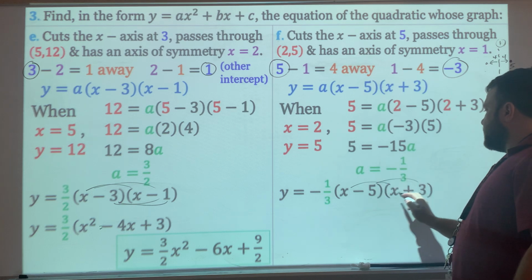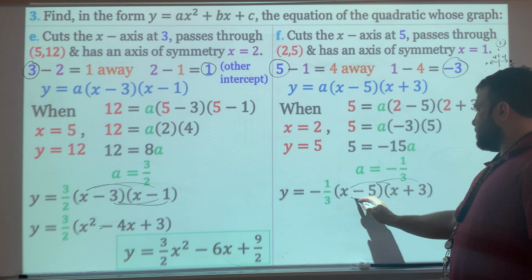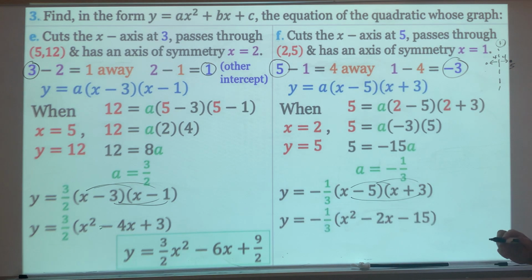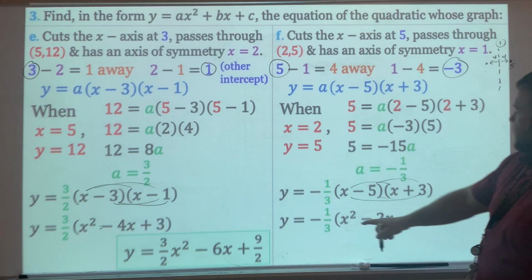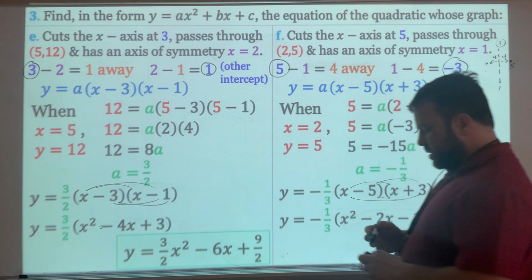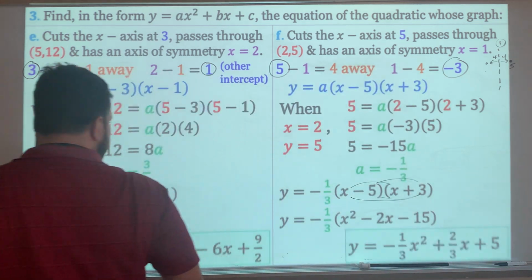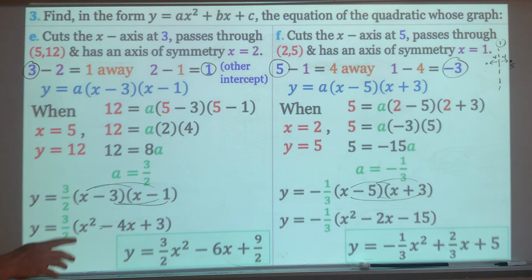X squared minus 5x plus 3x, that's minus 2x, minus 15. There's your x squared, with a negative 1/3 out front. You distribute it: negative 1/3 x squared plus 2/3 x plus 5. Okay, pretty easy.